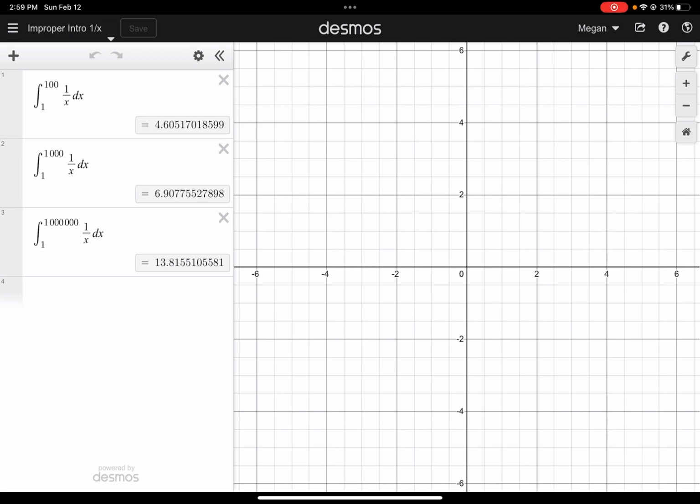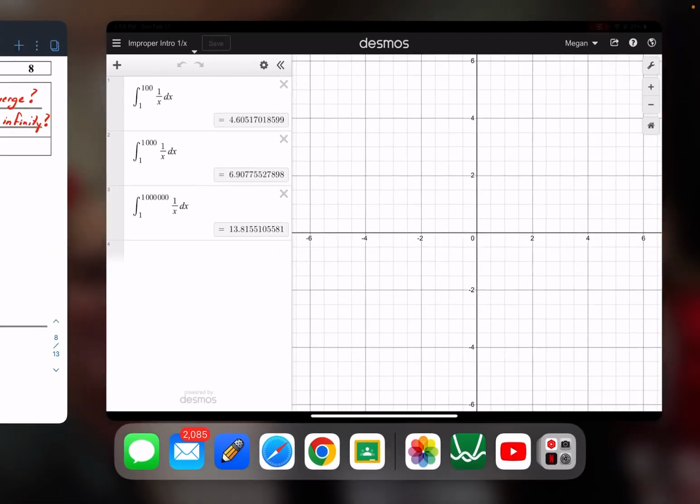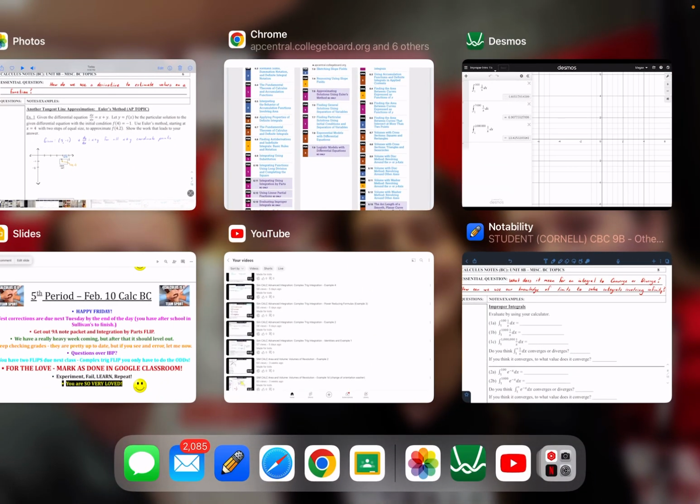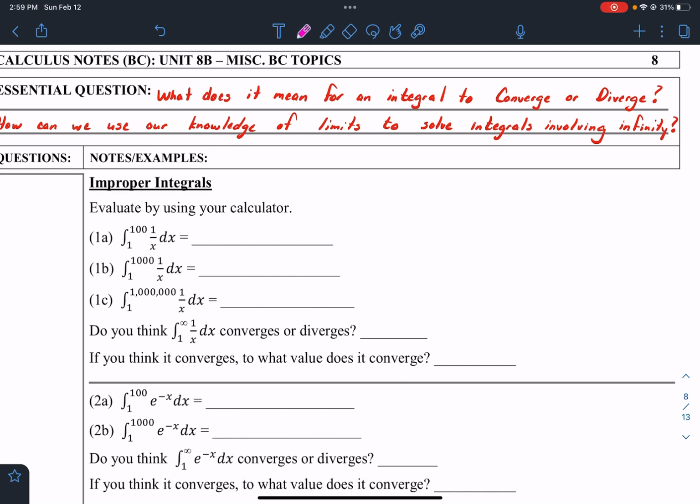So you'll notice I've got three very different values: 4.605, 6.907, 13.815. So I'm going to go ahead and mark those down in my notes here. I've got 4.605, and obviously the decimal continues, but these are so different that the values are pretty obvious. And then 13.816. So the idea of converging means that I am approaching a very specific value. I am going to a number. And this doesn't appear to be happening.